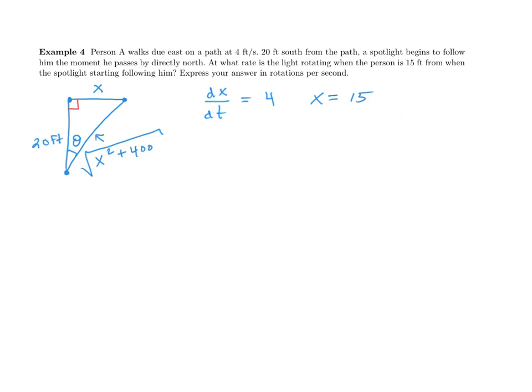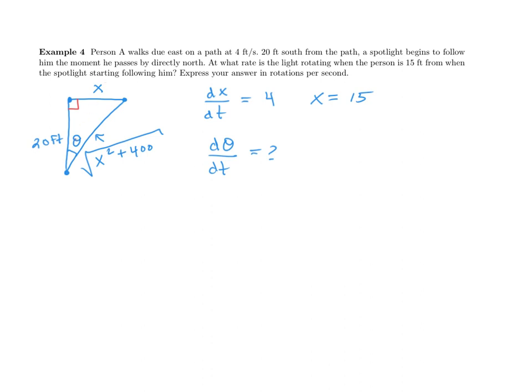And we want to know the rate at which this light is rotating. So that's not theta. In fact, that's dθ/dt. So this is the thing that we don't know, but we'd like to solve for. Is there an equation that will somehow connect thetas and x's together?